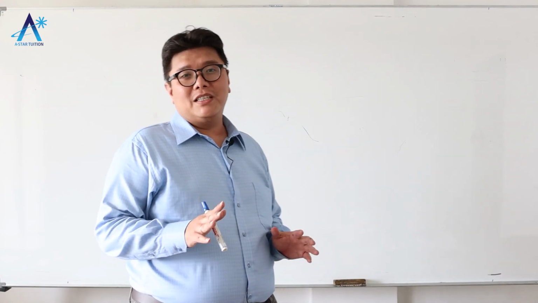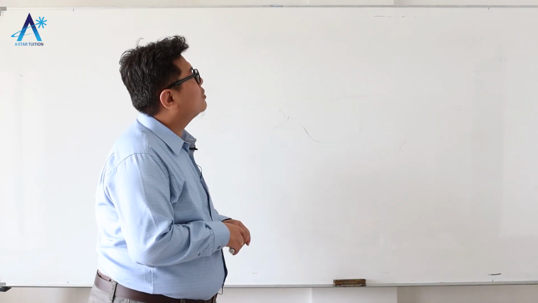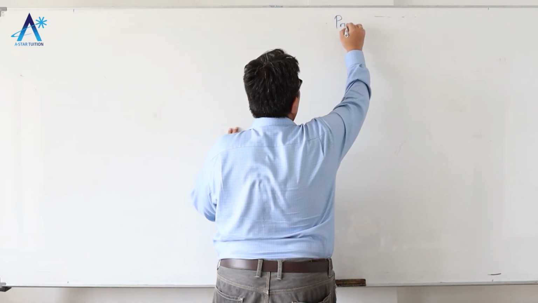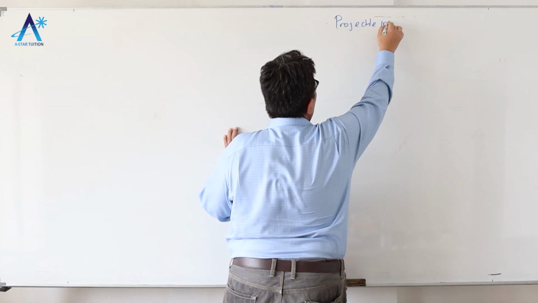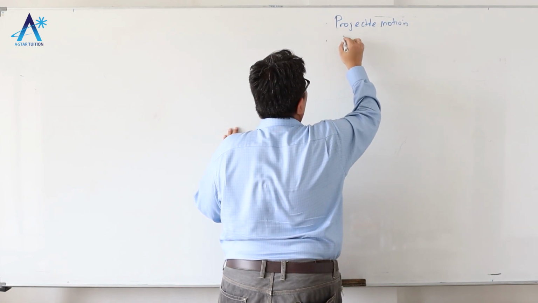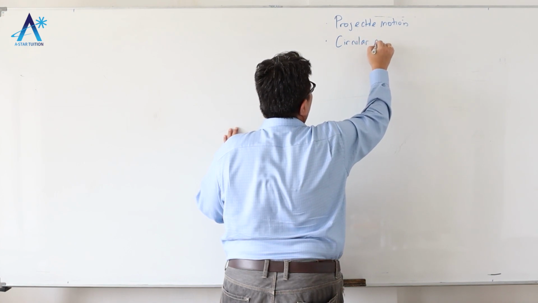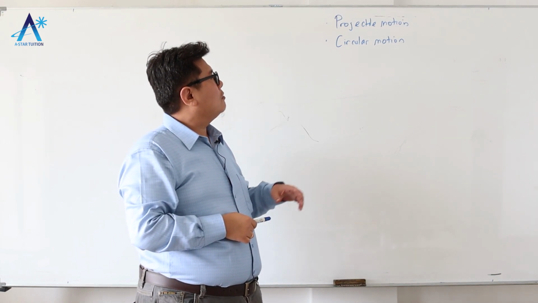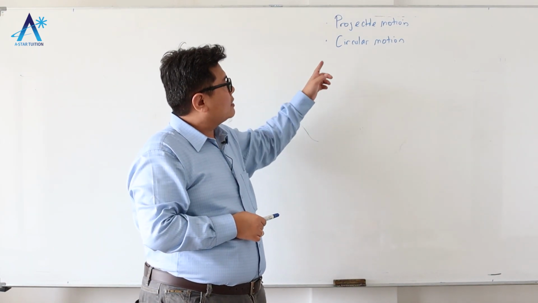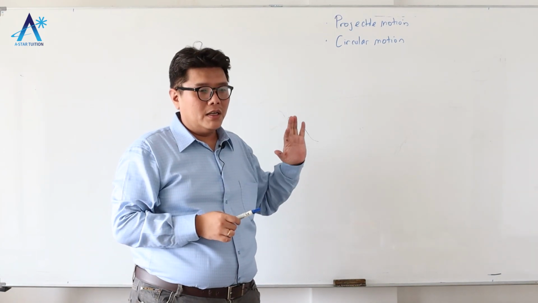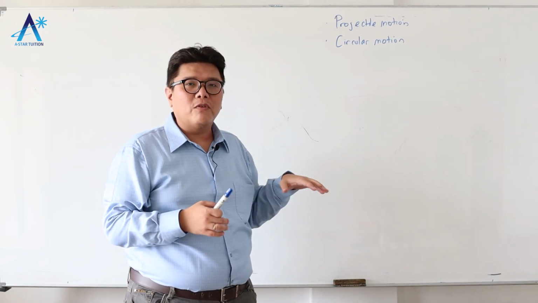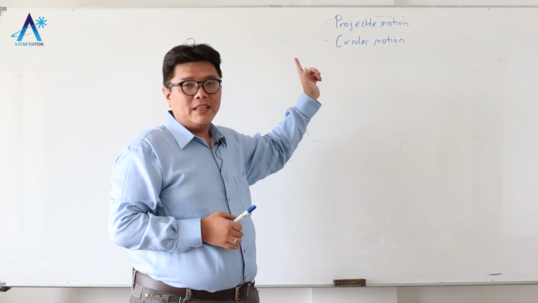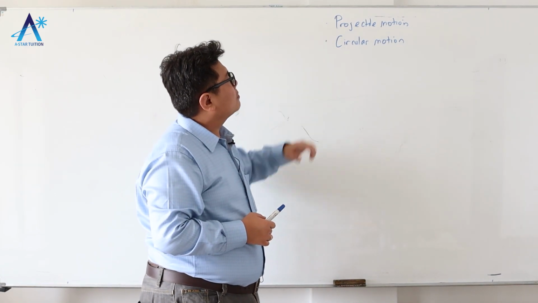When we talk about two-dimensional motion, there are two most common examples. One is called projectile motion, and the other is called circular motion. Today, we will restrict our discussion to projectile motion only, as circular motion usually requires us to use the concept of forces a lot. So we will defer this discussion for later. Let's talk about projectile motion.